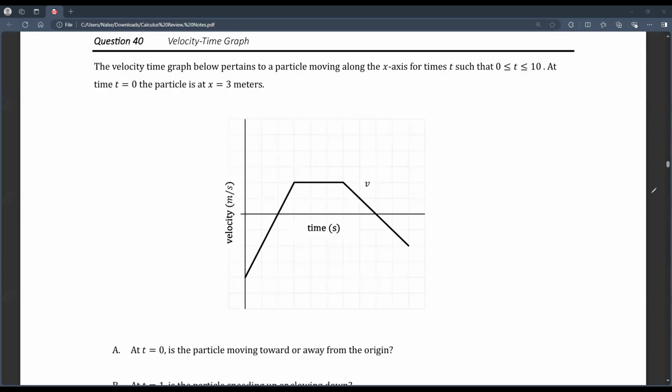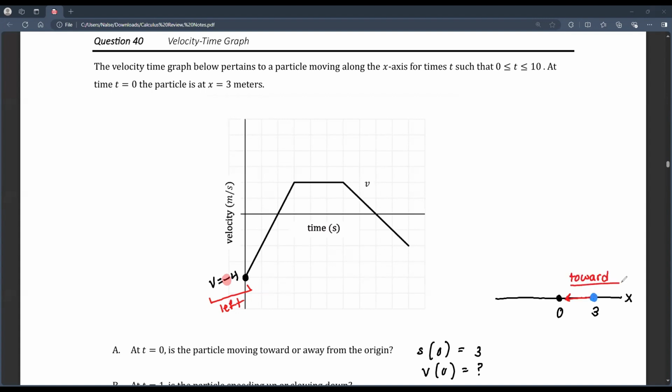Question 40 provides a velocity time graph. At t equals 0, is the particle moving toward or away from the origin? We need to know the particle's position and velocity to answer this question. We are told that the particle's position is 3, and the graph shows us that the particle's velocity is -4. The important fact here is that the velocity is negative, which means that the particle is moving to the left. A simple sketch of this scenario can help prove to you that the particle is moving toward the origin at this point in time.